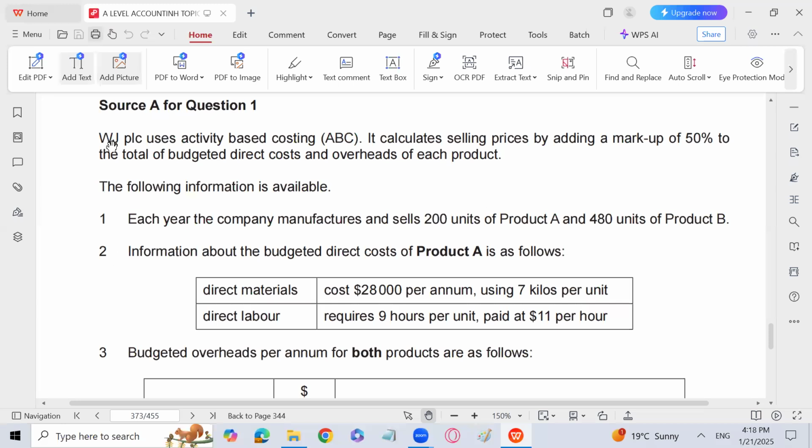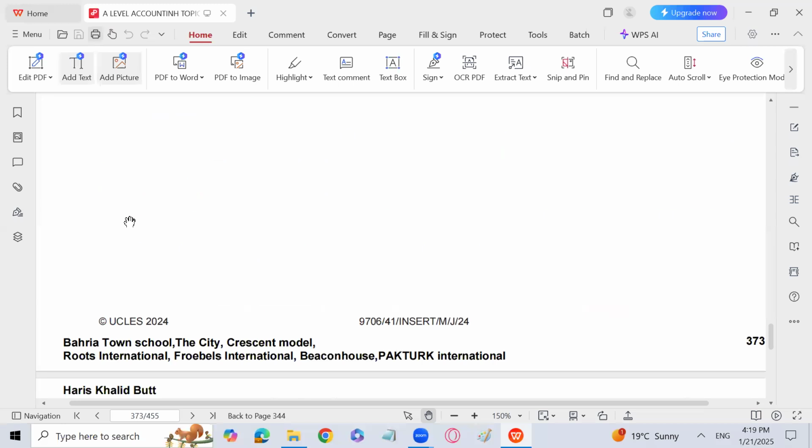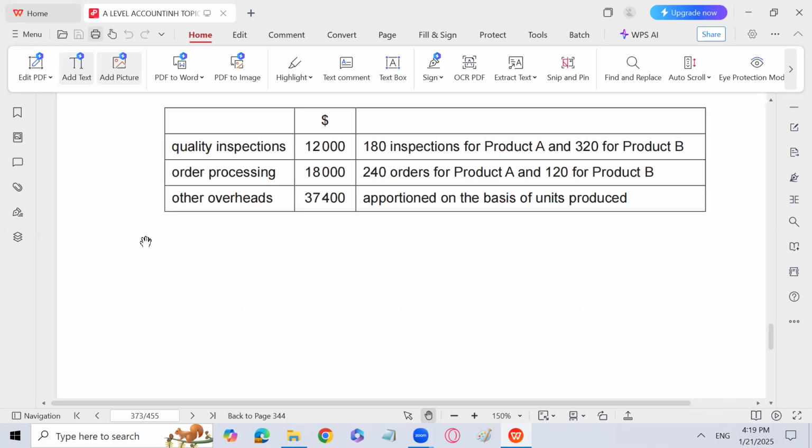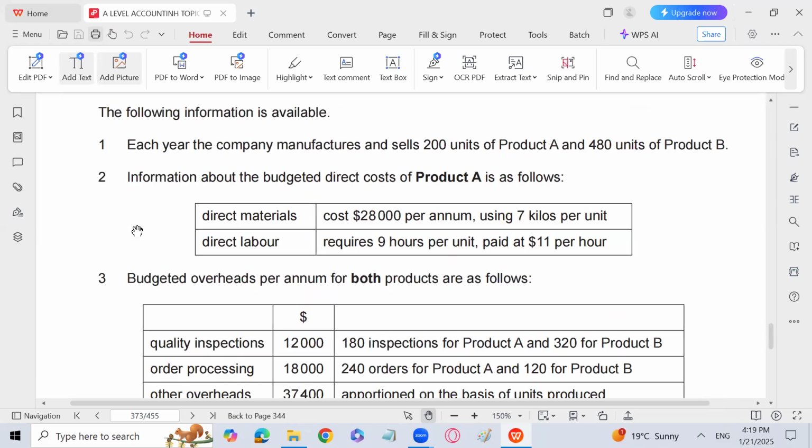So the question we are going to solve is from May/June 2024, variant 41. May/June 2024, and 41 is the variant from ABC costing, meaning activity-based costing. So let's study the question.